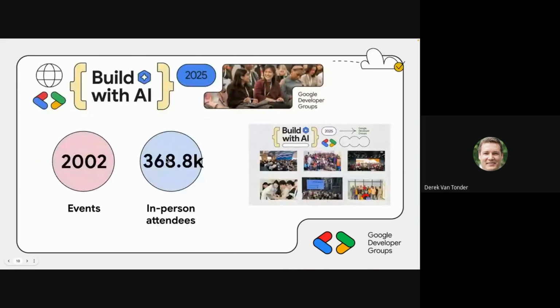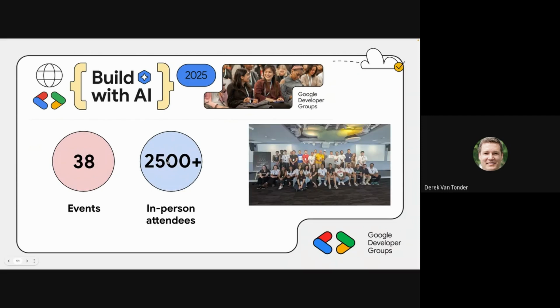I want to shed a little more light on our Build with AI campaign that we worked on together with our GDGs. The Build with AI campaign was all about providing hands-on training on AI. It was truly a global campaign that our team led from early this year until July. More than 2,000 events were hosted for the campaign, and more than 368,000 developers around the world joined our hands-on trainings on AI. This shows really strong enthusiasm among our developers to get their hands on AI. Across Australia and New Zealand, we hosted 38 Build with AI events, and more than 2,500 developers joined our hands-on trainings. Really amazing numbers.